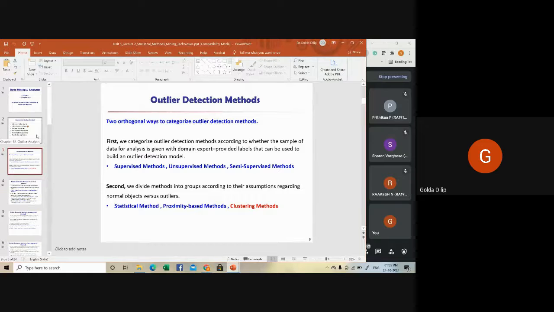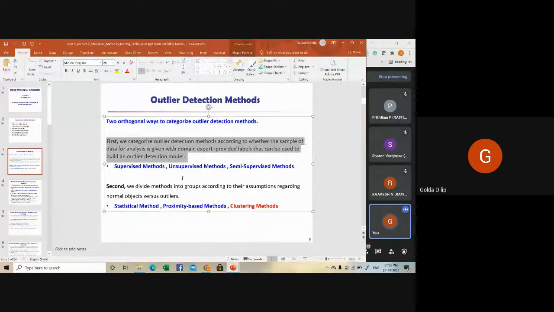Okay, fine. So we have outlier detection methods in two categories. The first with these methods, and the second with these methods. Okay, so we'll just have a look at.